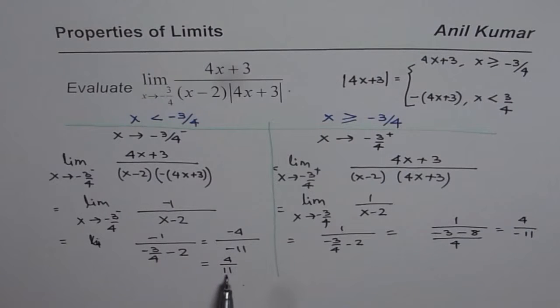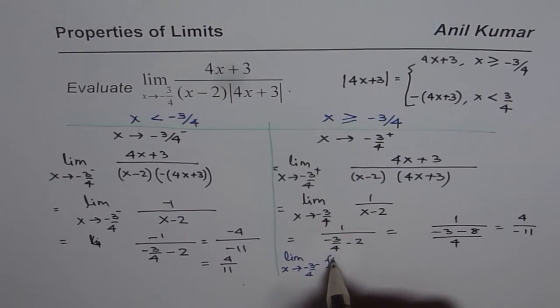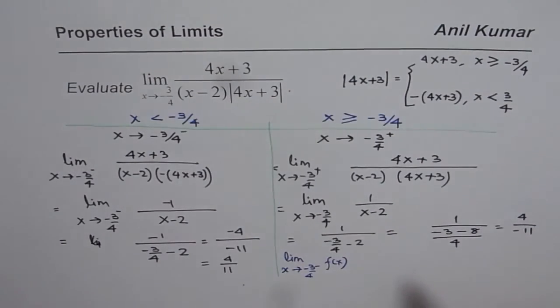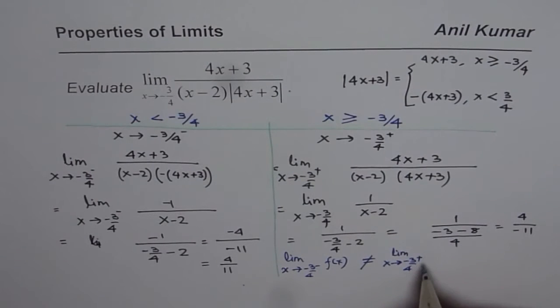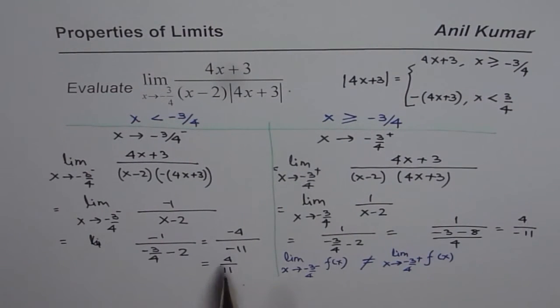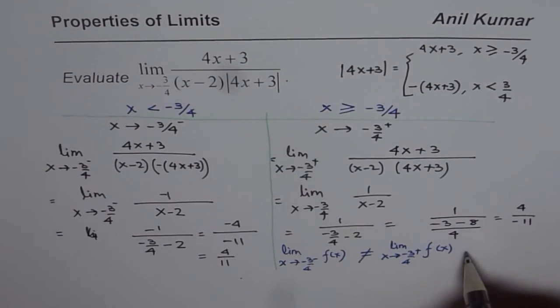What you got from the left side is 4 over plus 11. So what we observe here is that the limit of the function as x approaches minus 3 over 4 from the negative side, let me write the function f of x, let this be the function f of x, is not equal to the limit of the function as x approaches minus 3 over 4 from the positive side. It is positive 4 over 11 when it approaches from the left side, and negative 4 over 11 from the right side, and therefore we say that the limit does not exist.